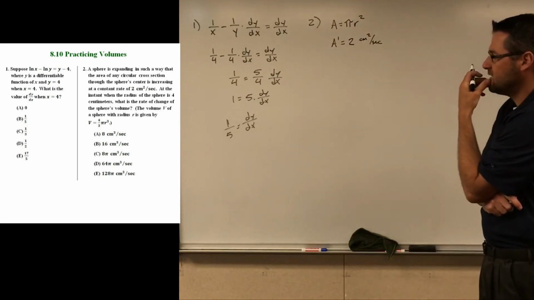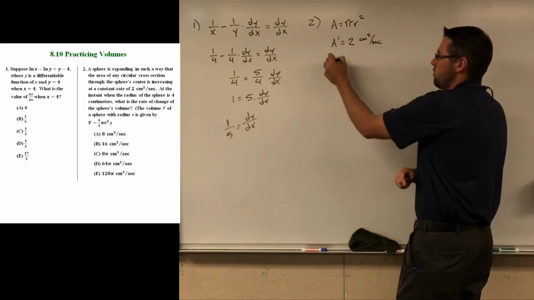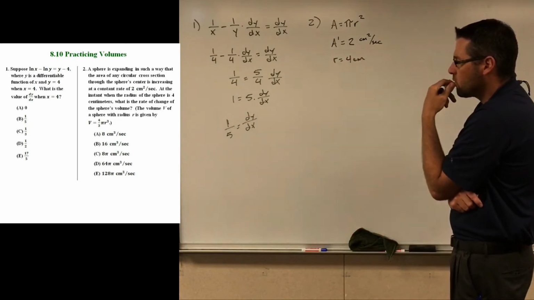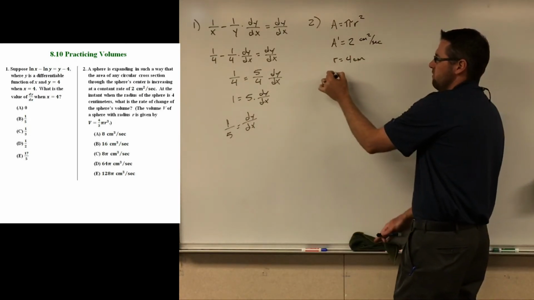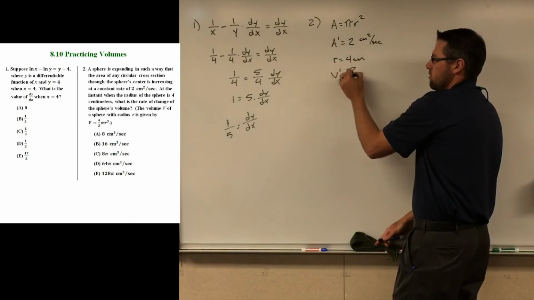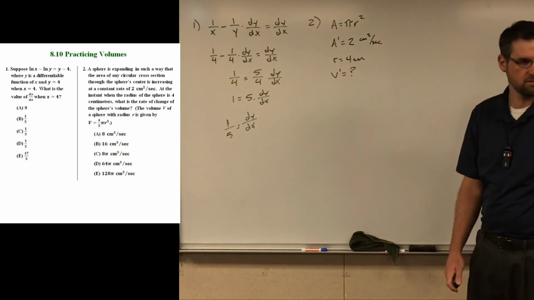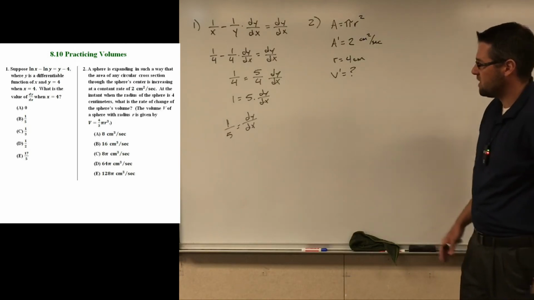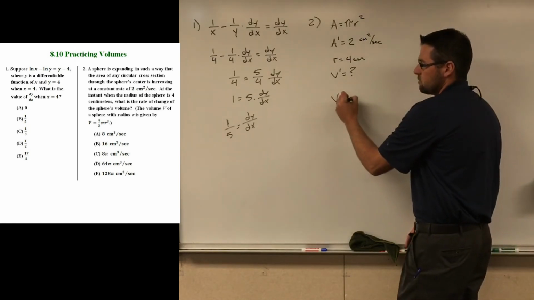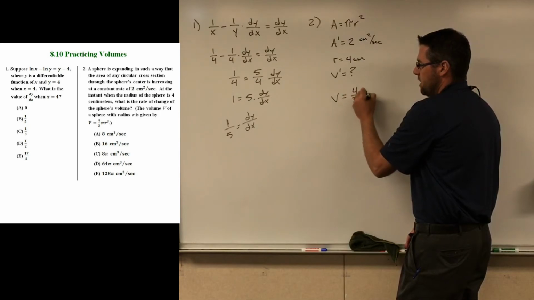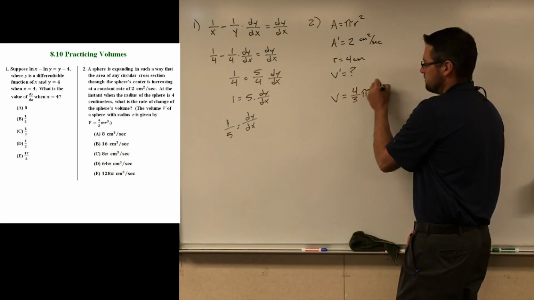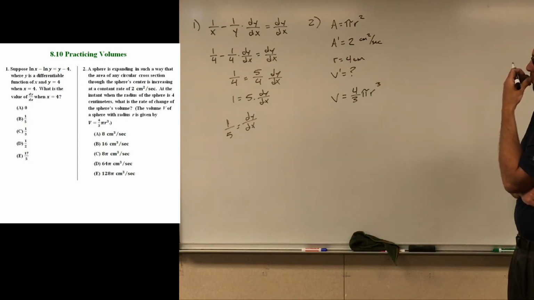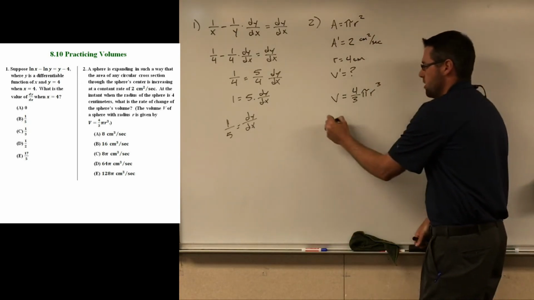At the instant when the radius of the sphere is 4, so r equals 4 centimeters, what is the rate of change of the sphere's volume? So what are we looking for? V prime. You guys okay with that? So we've got to figure out what V prime is. Well, I'll give you what V is. V equals 4/3 pi r cubed. Okay, so what's V prime?